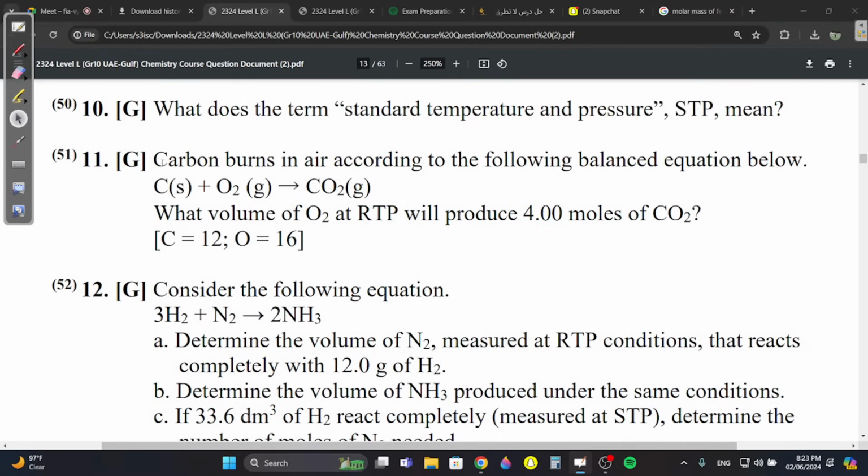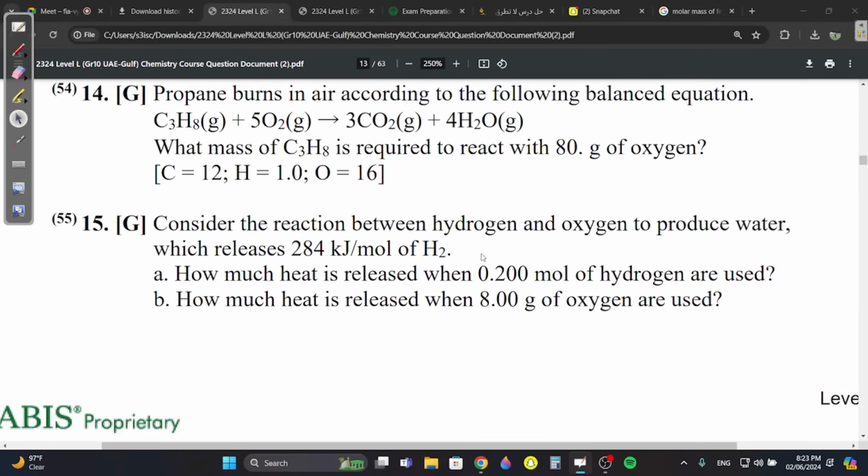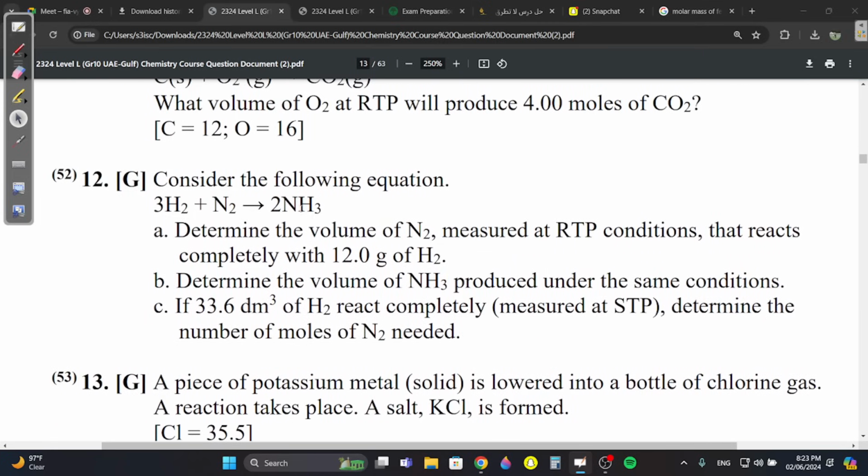Question 12. Consider. We have a lot from this section. Determine the volume of N2 measured at RTP conditions that reacts completely with 12 grams of H2. Same thing, RR, GR. I guess you should use the moles. You should find the moles. 12 grams of H2 is n equals m over M, and H2 is 2. So 12 divided by 2 is 6. So we have 6 moles given of H2. And in my reaction, I have 3 moles of H2.